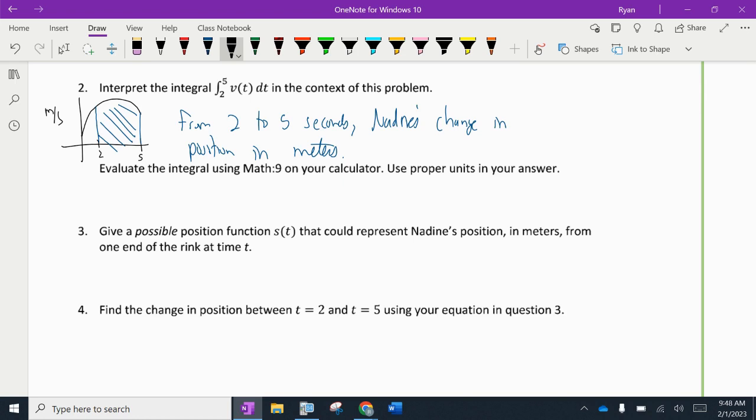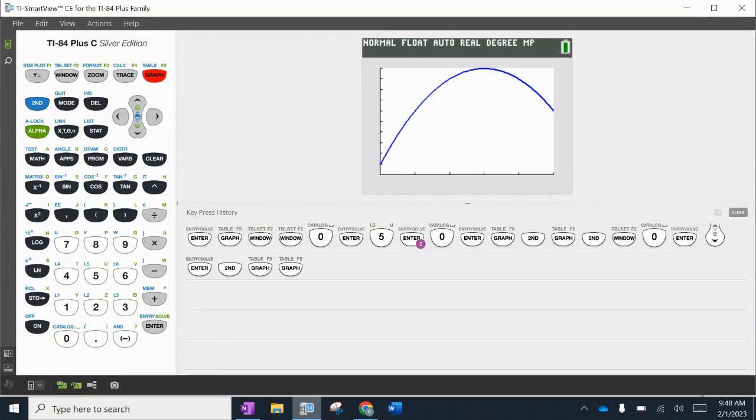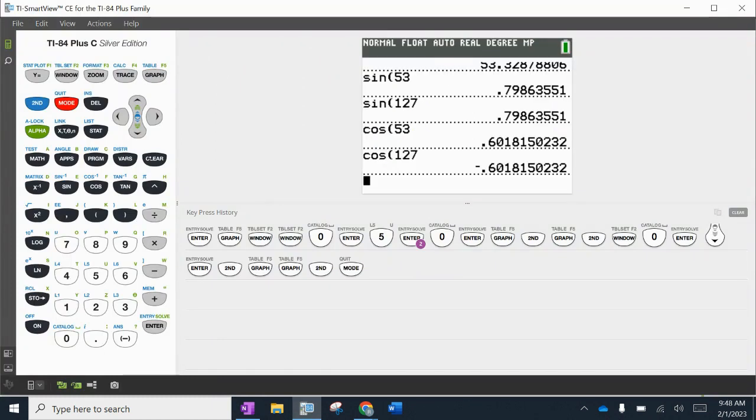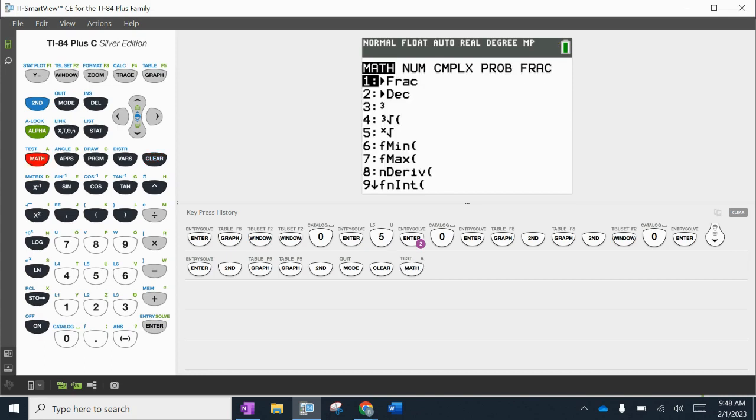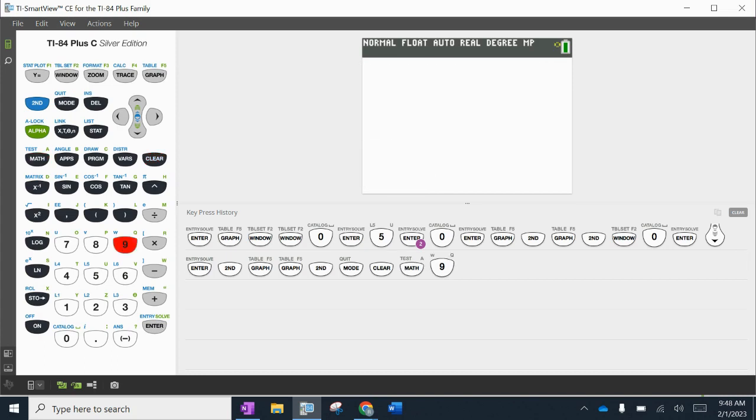Question 2 says, evaluate this integral using Math 9 on your calculator. Okay, so back to my calculator. I'll go back to the regular screen. And Math 9 is the integral symbol. So we're doing the integral from 2 to 5. And I don't want to have to type in that whole equation again. It's already in y1. Oops, I have 55 up there.